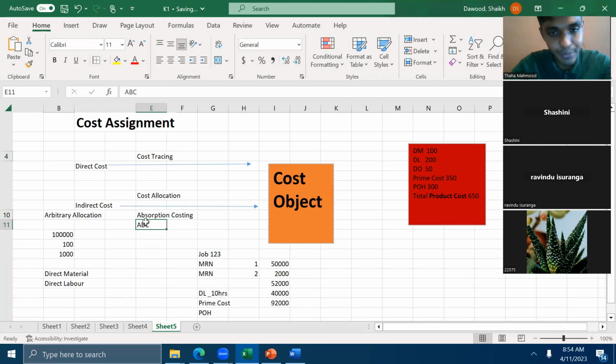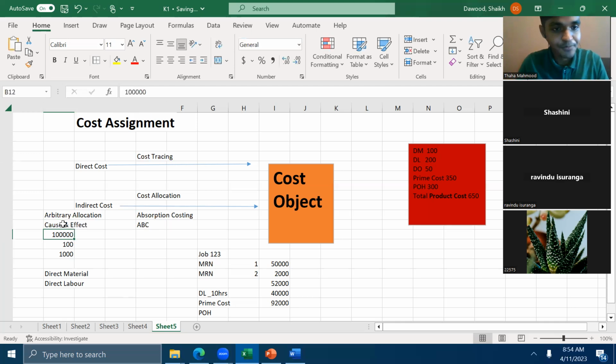Things like rent, there is no cost driver for rent. Most of the fixed costs like rent and depreciation have no cost drivers. Regardless of using activity based costing or absorption costing, we have to allocate those kinds of costs, such as rent and depreciation, in an arbitrary way. There is no cause and effect.